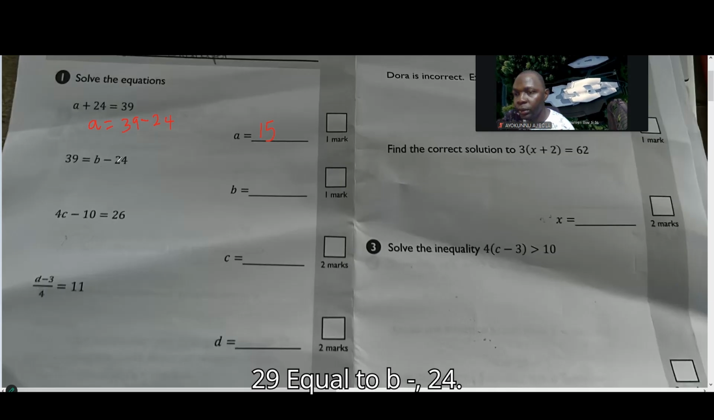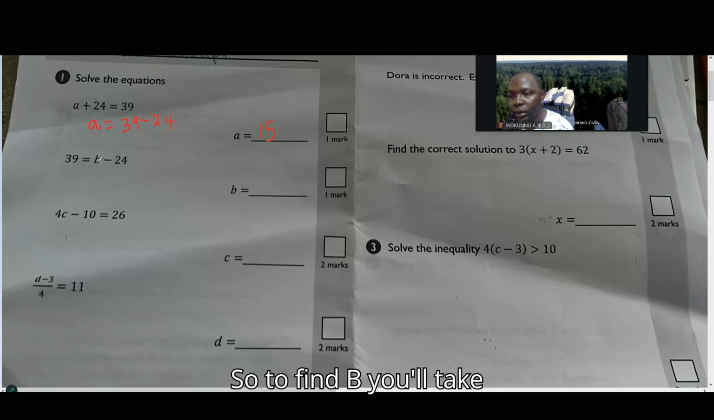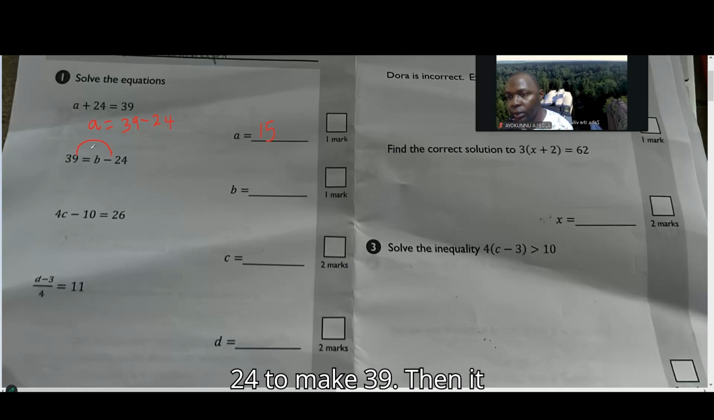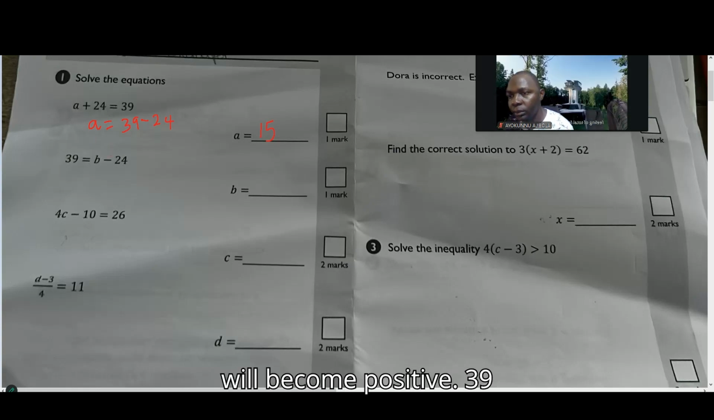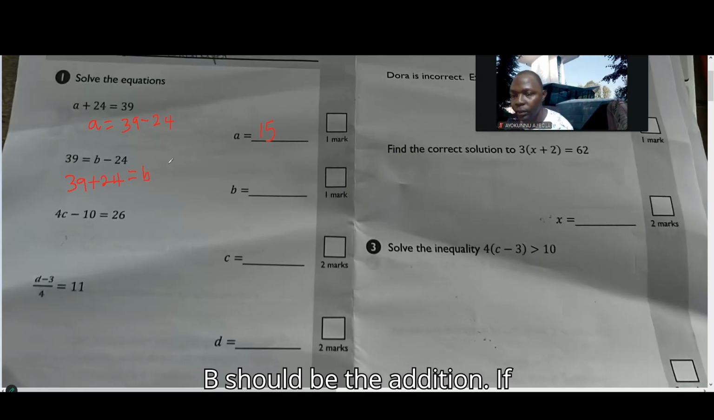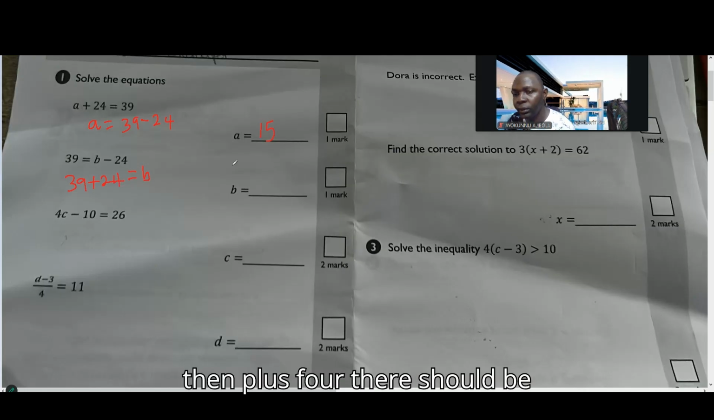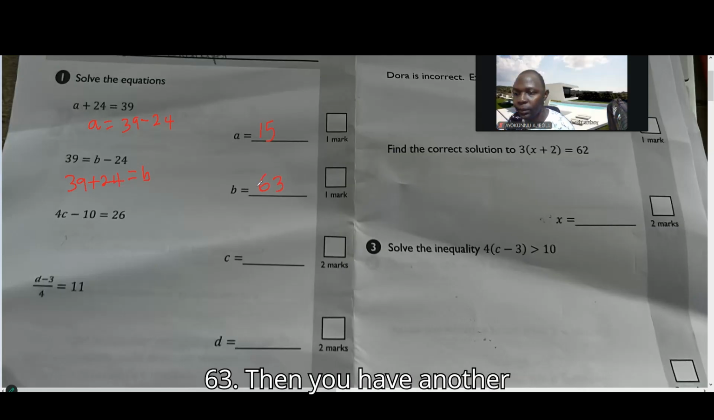if you have 39 equal to b minus 24. So to find b, you take 24 to the other side, then it will become positive. 39 plus 24 equal to b. So b should be the addition. If I add 20, I have 59. Then plus 4, that should be 63.